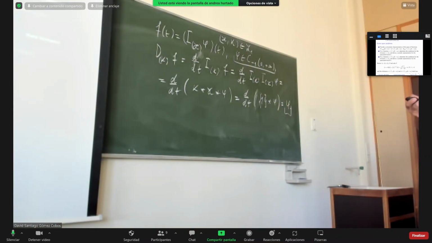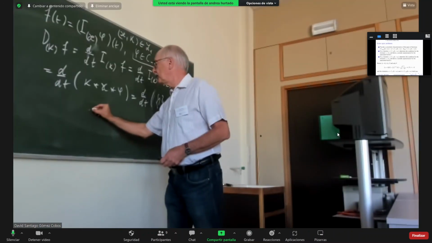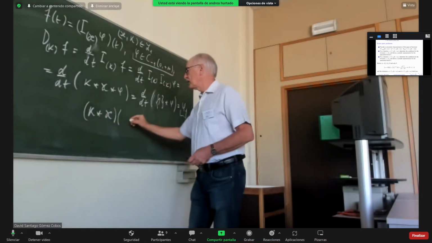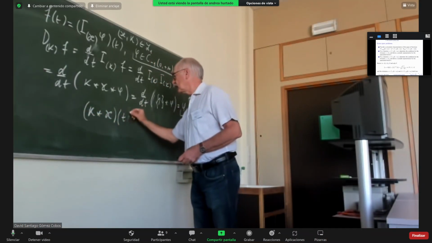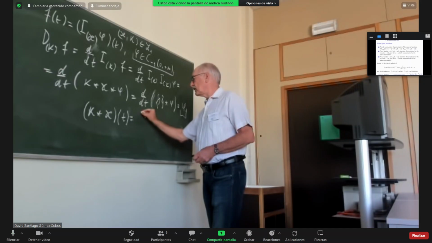Another open problem is to determine the conditions that a function from the space C_{-1} should fulfill to be from the set L1. I mean, this problem is just equivalent to the problem to solve an integral equation of this kind, a convolution integral equation, with the constant function 1.